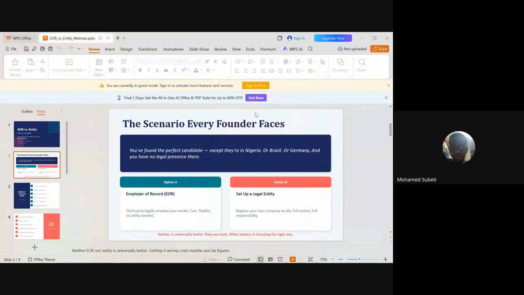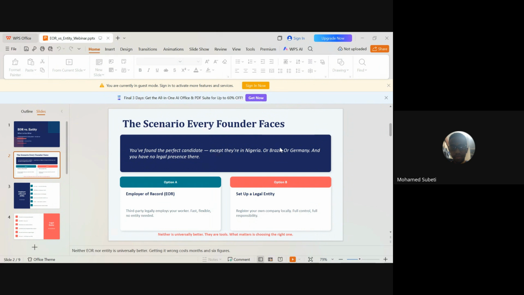It sounds like a complex question. It's actually a strategy question, and getting it wrong, going entity when you should use EOR, or sticking with the EOR when you're ready for an entity, can cost you months of setup time, six figures in legal fees, and a lot of headaches you didn't see coming.